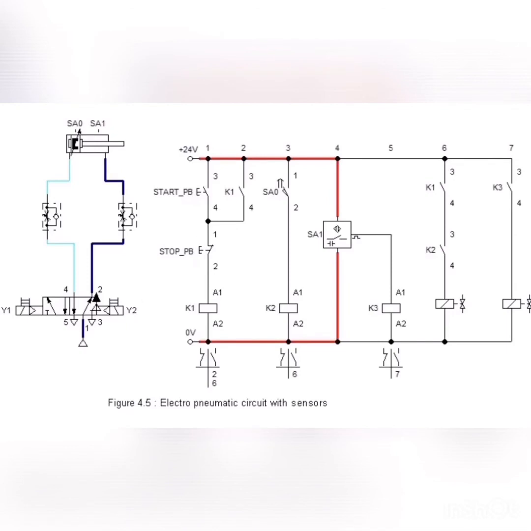When stop PB is pressed, the compressor airflow will go back to its initial position, which is the right actuator. Hence, the cylinder is retracted immediately and stops moving.